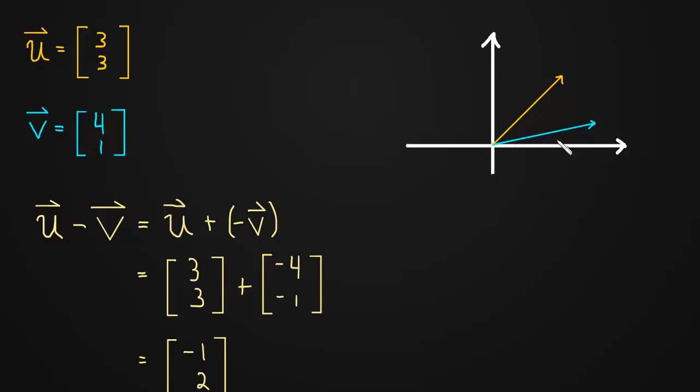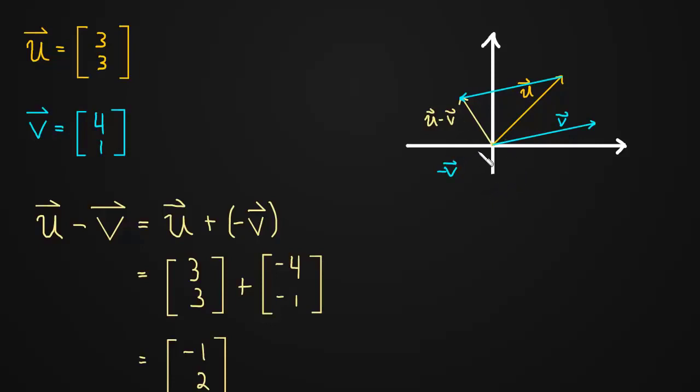So now let's take a look at that on a graph. Here we have v in blue and u in orange. And now we can graph negative v. It's just v, but pointing in the opposite direction. So there's negative v. And now to do this subtraction, we're really just doing u plus negative v. So we're just going to take the head-to-tail approach. We go up u, and then we add negative v. And we get to this new vector, u minus v. There's our new vector.